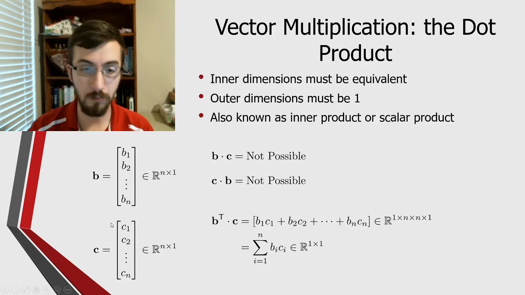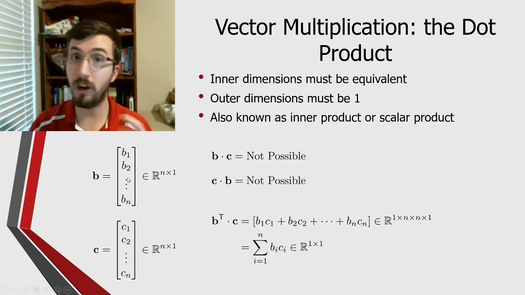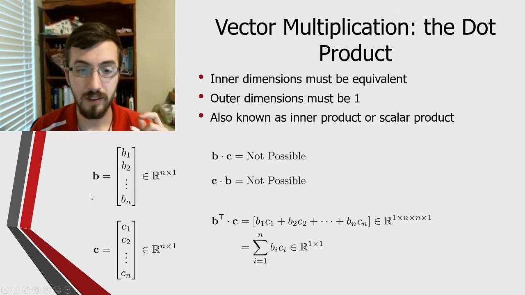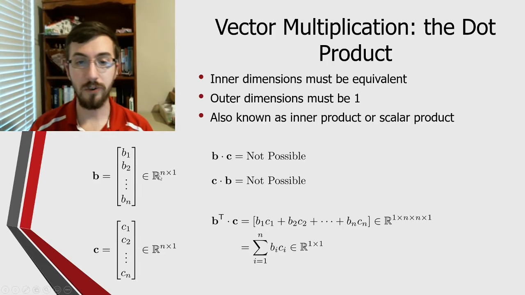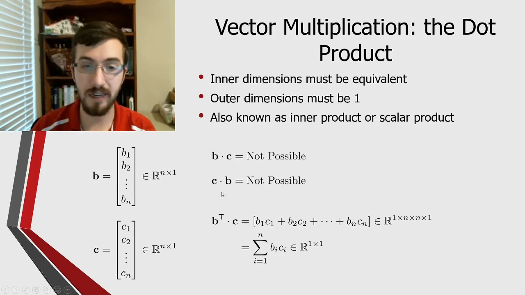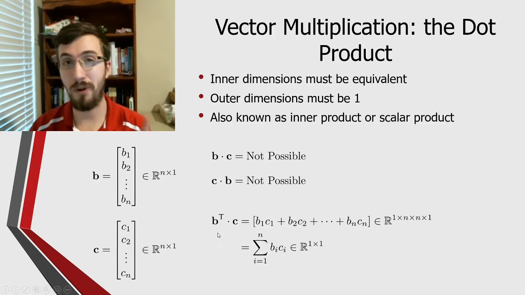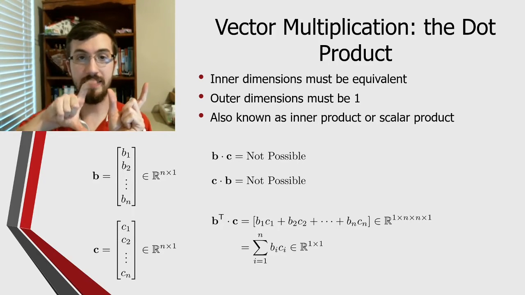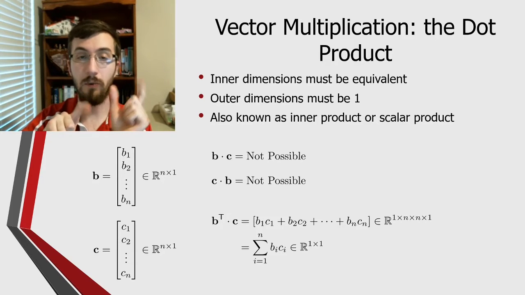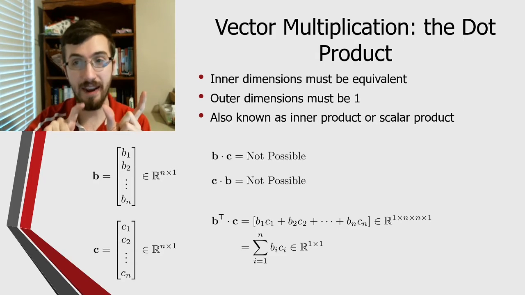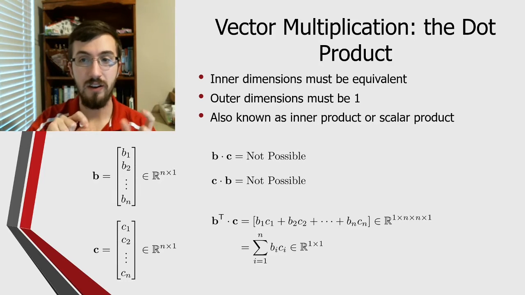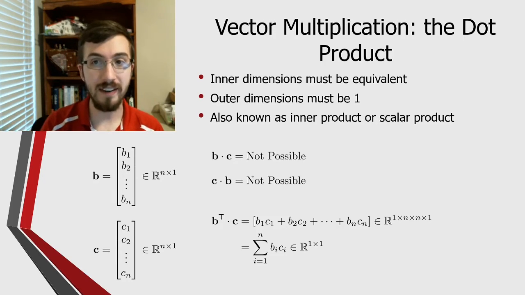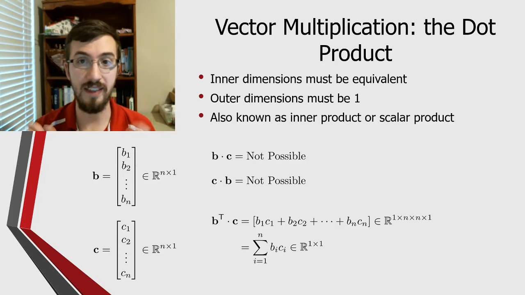So we have these two vectors here. Both of them are column vectors because that's how we write it. So vector B and vector C. They're both n by 1, which means I can't do B times C or C times B because those break the rules. But I can do B transpose times C, where B transpose is a row vector and C is a column vector. When you transpose B, it's a 1 by n, whereas C is an n by 1. So the outer dimensions are 1, the inner dimensions are both n. They're equivalent. That's how you have to do it.